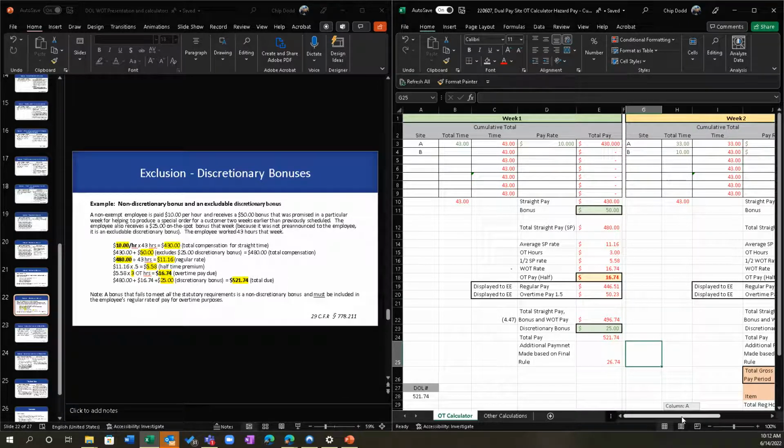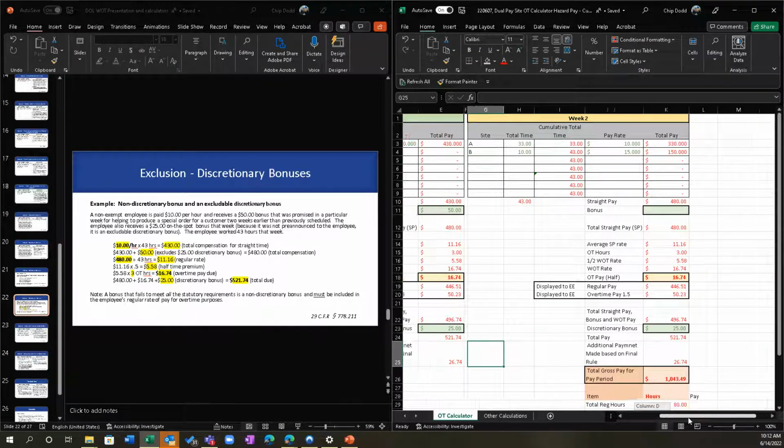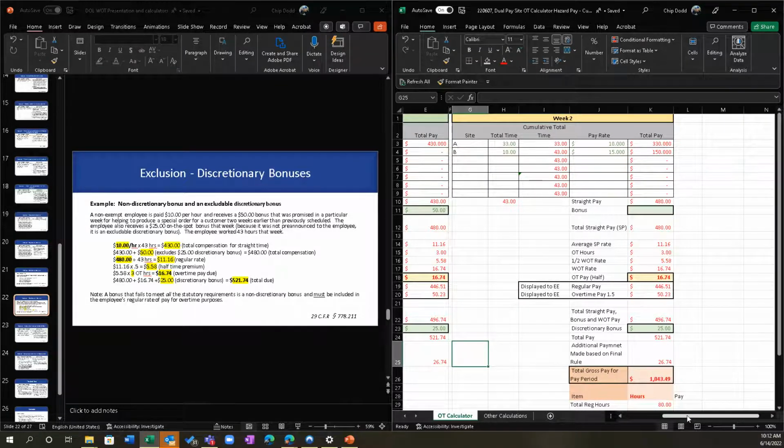Okay, now for the demonstrations. This was a situation where they worked for $10 an hour and they got the $50 bonus like the Department of Labor said. But we also have to take into consideration that sometimes there's a dual pay rate situation. And how would that calculation look to come into compliance with the Department of Labor? So in the second week of this pay period, instead of giving them a discretionary bonus, I gave them the bonus in the form of hours worked at a site where they made $15 an hour instead of $10.